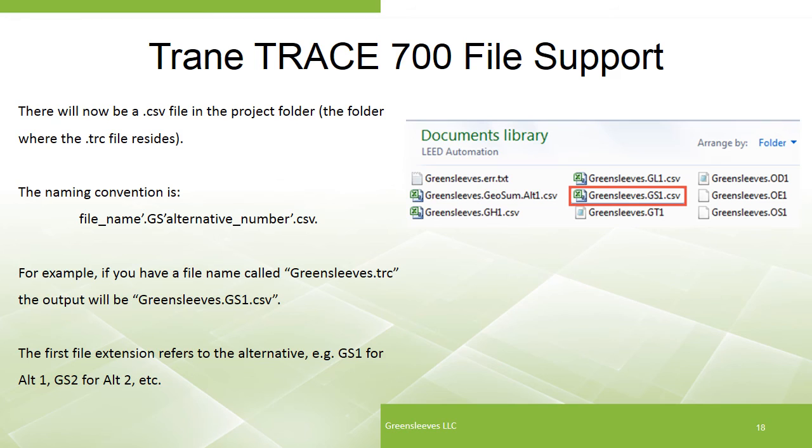When you run TRACE then, it will generate a file with the extension .gs for Greensleeves, and the number that follows will be your Trane TRACE alternate. In this case, this is for alternate 1 of the simulation.